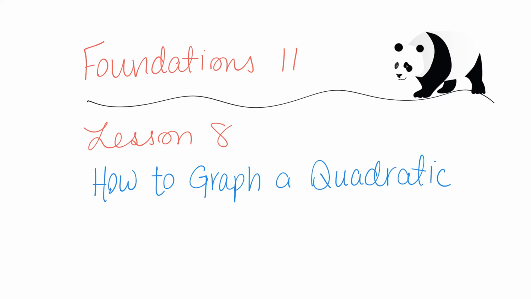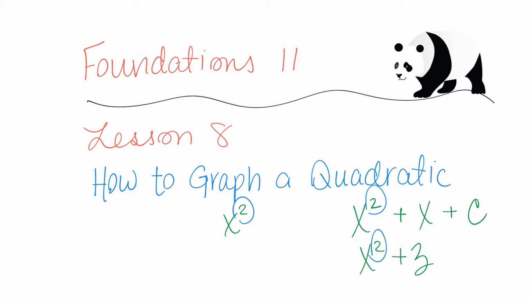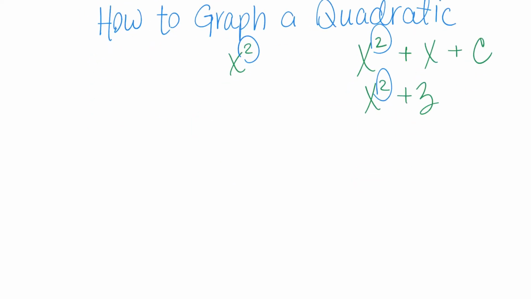All right, today we are going to look at how to graph a quadratic function. Now remember, what do we know about quadratics? Quadratics are any function who have an x squared as the biggest exponent. So most of the time they look like this, x squared plus x plus some number. But sometimes they're just kind of like x squared plus 3. Maybe it's just x squared. But either way, they all have an x squared. So that's what makes a quadratic.